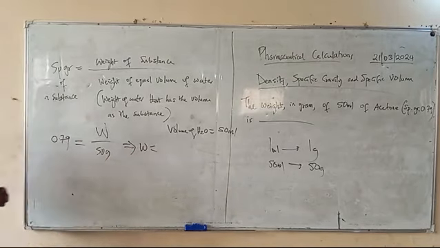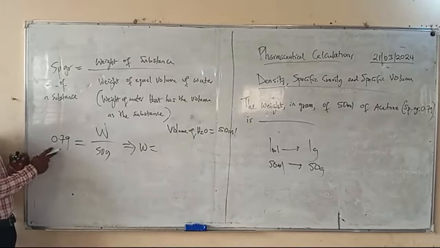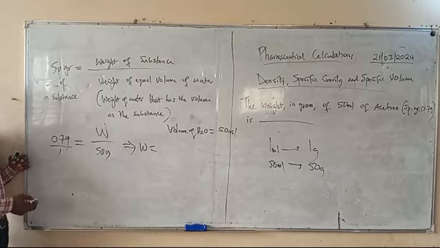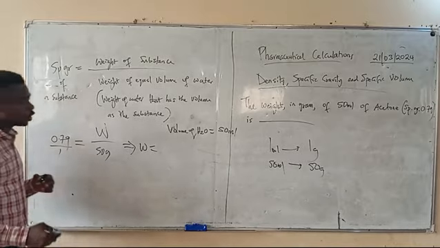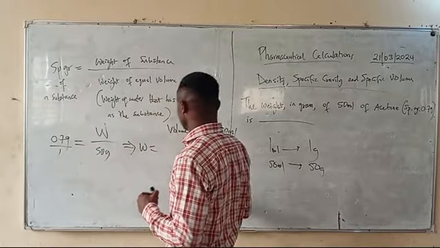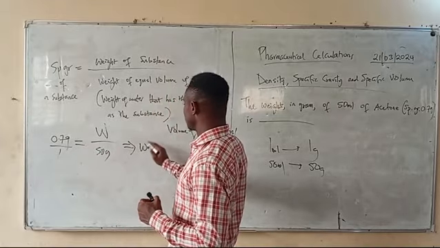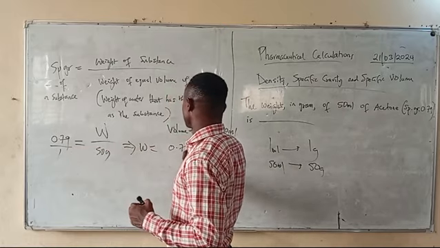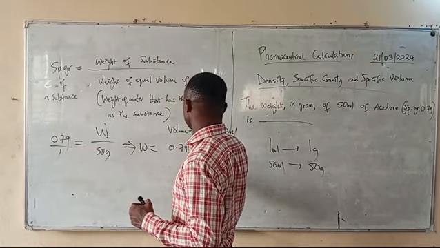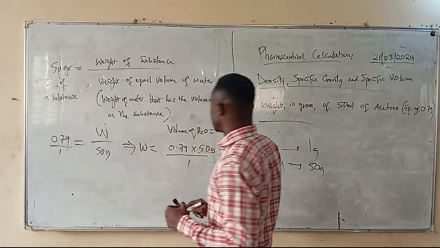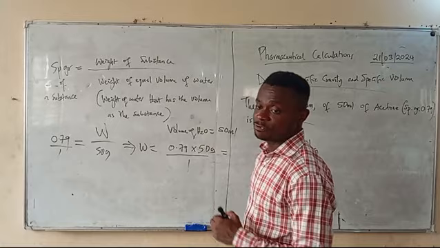This implies that W is now equal to what? You cross multiply. True or false? Remember that this is something saying 0.79 over 1. So you cross multiply. So what will be the answer? W times 1, so W is now equal to 0.79 times 50 gram all over 1.